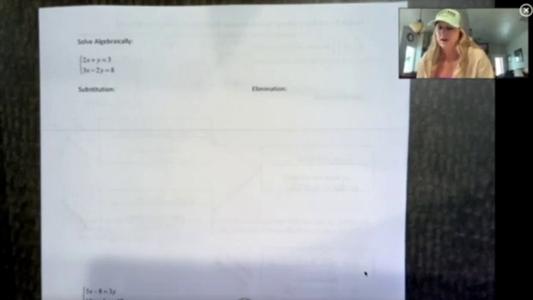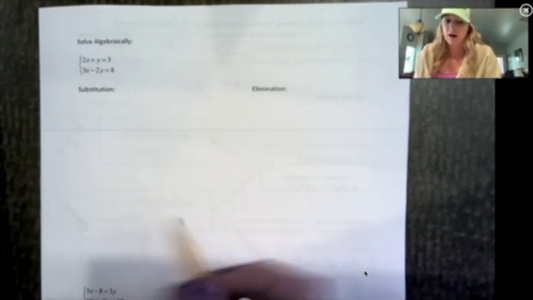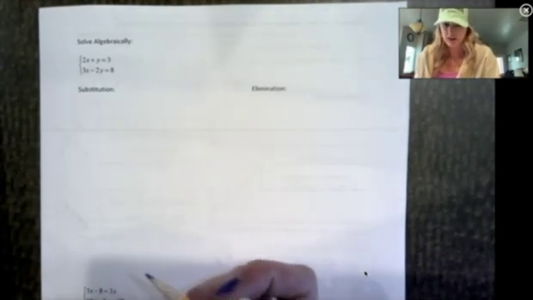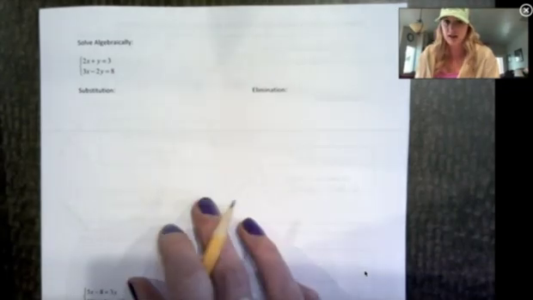Algebraically. Okay. So this is where you might remember back from Algebra 1, we had graphing as one of our methods of solving a system, and then we had two others, substitution and elimination. I'm going to write out some steps here, just up top.